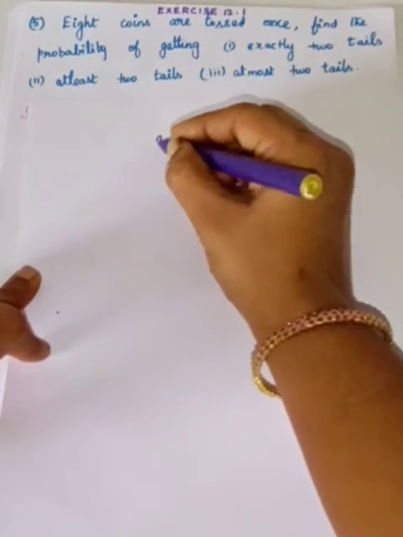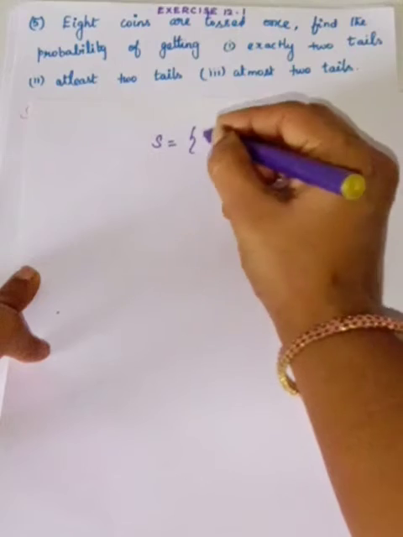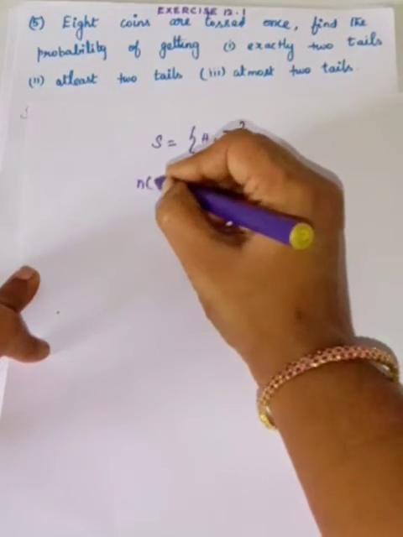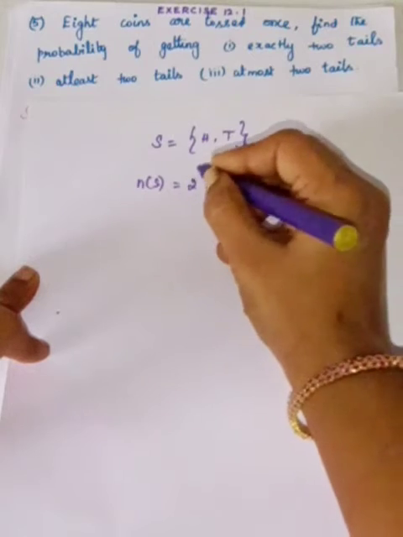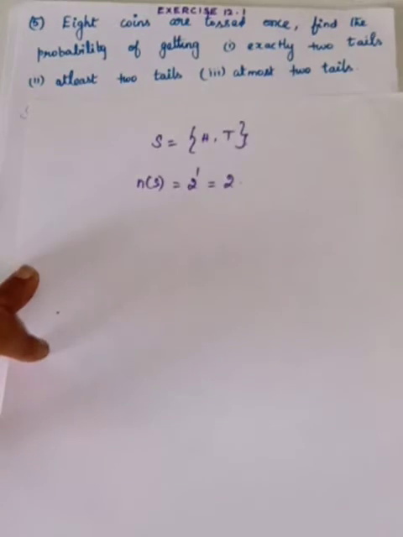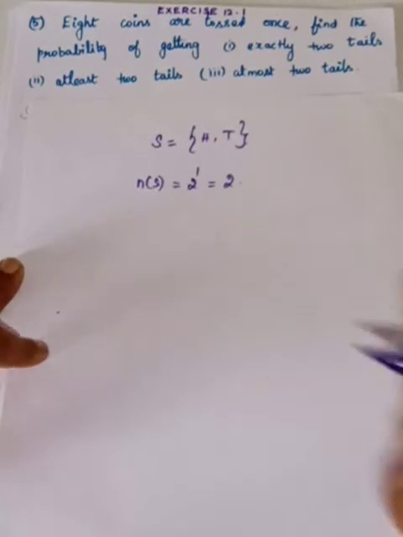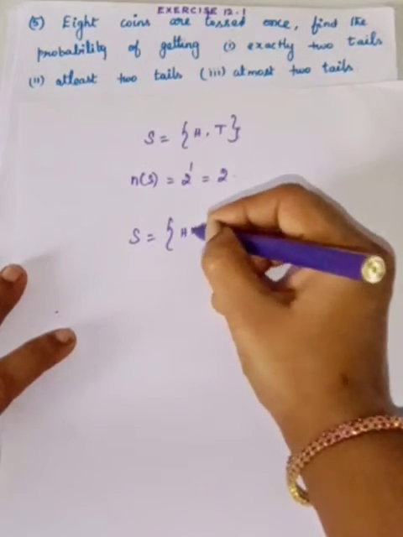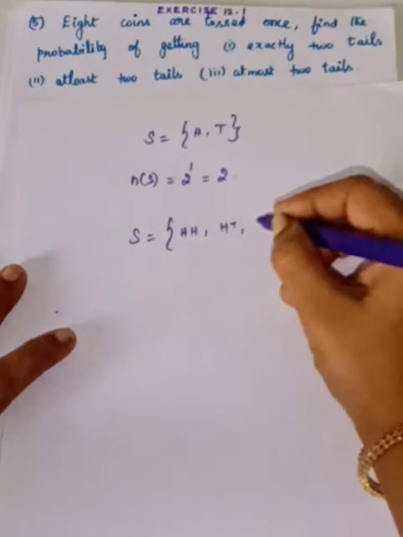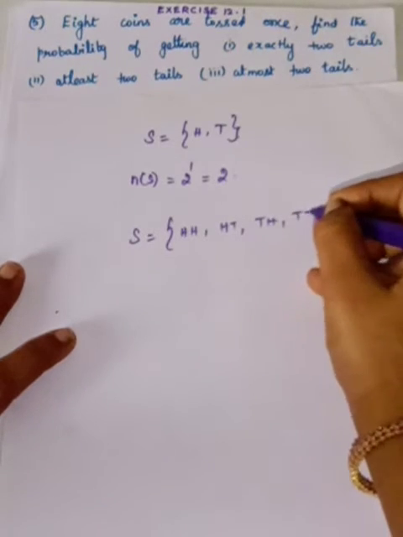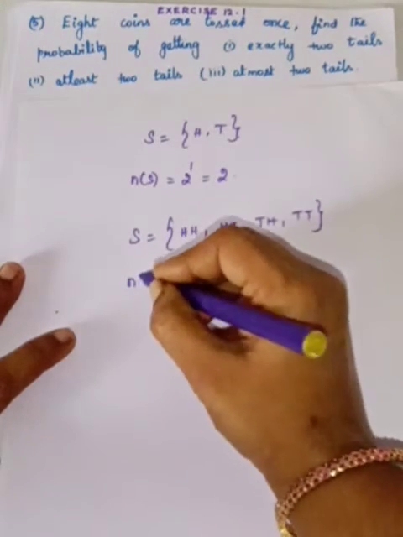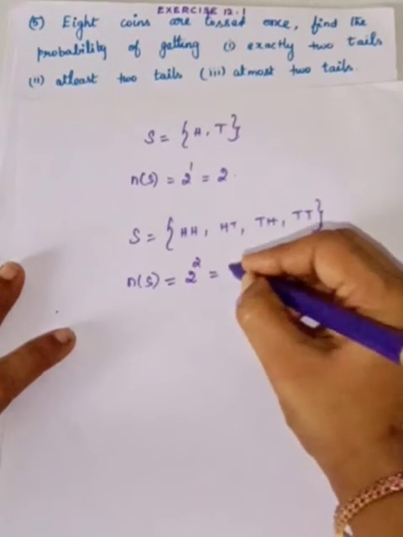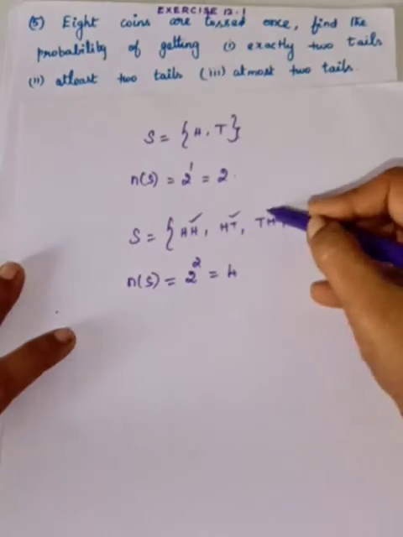You see that one coin tossed once, the sample space s is equal to H comma T. So n of s we can write as 2 power 1, that is equal to 2. But if the coin is tossed twice, the sample space you will get is HH, HT, TH and TT, isn't it? So your n of s is equal to 2 power 2, that is equal to 4. So 4 elements, 1, 2, 3, 4.